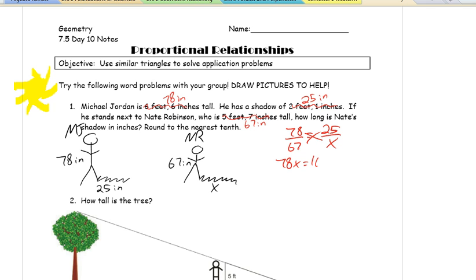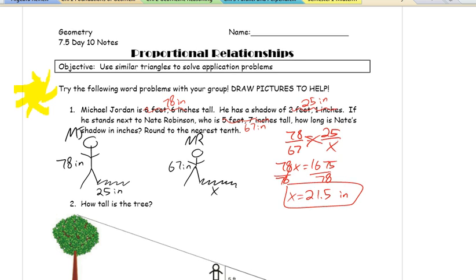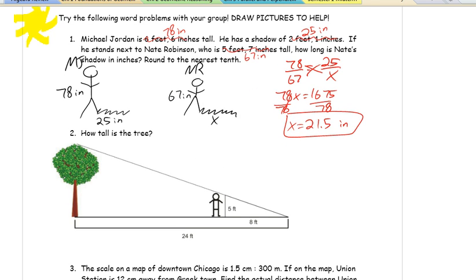Holy cow, 1,675 divided by 78. I told you guys to round to the nearest tenth, so if you're done, round to the nearest tenth. We get x is about 21.5 inches, which makes sense because Jordan's is 25 inches. Nate's has to be a little bit shorter than that because Nate Robinson is smaller than Michael Jordan. Okay, so here's one example.